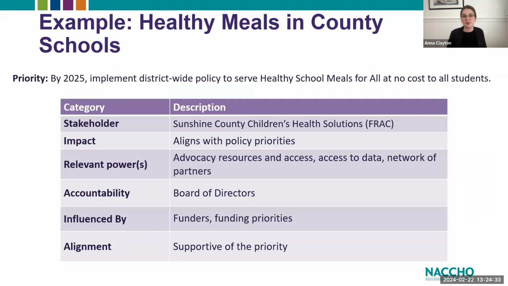So here is an example of how this stakeholder analysis might be completed for this partner. Sunshine County Children's Health Coalition, funded by the Food Resource Action Center. The impact this effort would have on them is that perhaps this aligned right with their policy priorities. So this would be a success for them. Their relevant powers might be advocacy resources and access to data, their network of partners. Those could all be relevant powers. They might be accountable to their board of directors and influenced by their funders and funding priorities, and they would be supportive of this priority.